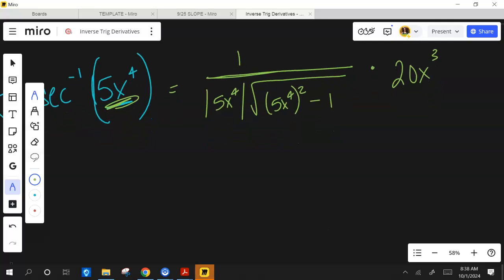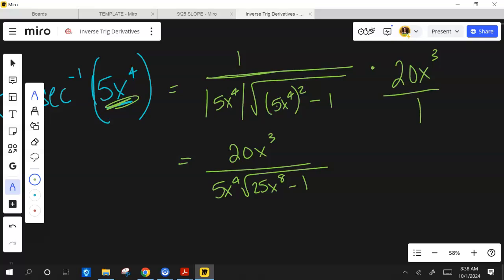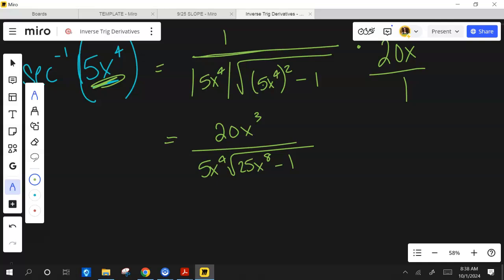Now, you can clean this up a little bit because 5x to the 4th is never, ever, ever going to be negative. Do you agree? Why? It's an even exponent. Good job, Sullivan. You're raising it to an even exponent. That's going to always force positive, right? So I got 20x to the 3rd over 5x to the 4th times the square root of 25x to the 8th minus 1. That's your chain.